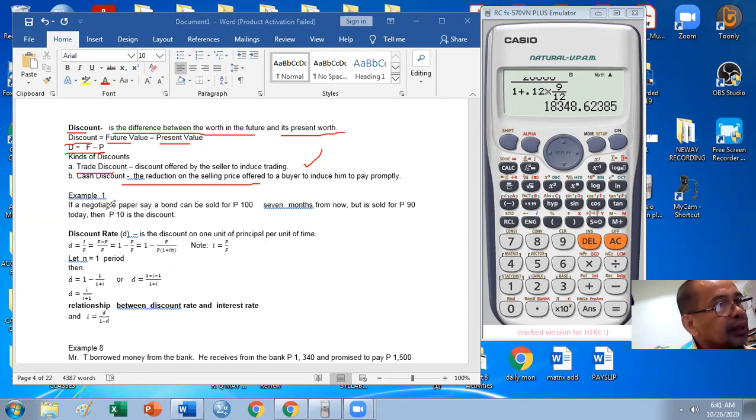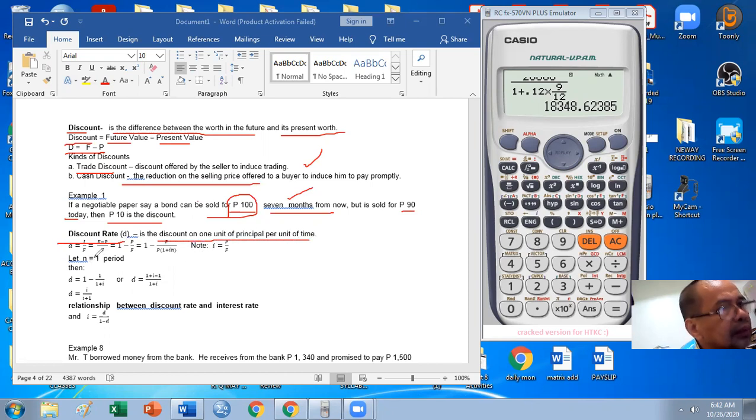Okay, look, if a negotiable paper, say a bond, can be sold for 100 pesos 7 months from now, but is sold for 90 pesos today, then you say that there is a 10 peso discount. Actually, ito yung totoong presyo niya, pero after 7 months. Okay? So, pero kapag ngayon mo bibilin, 90 lang siya. Here, discount rate is the discount on 1 unit of principal per unit time.